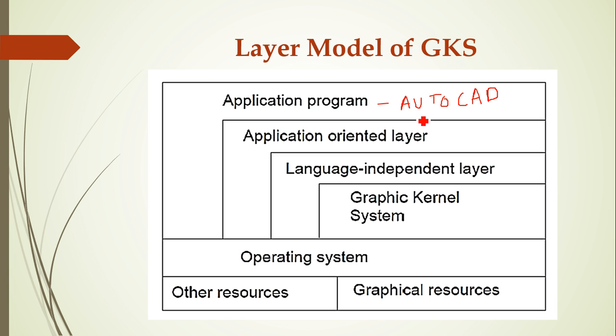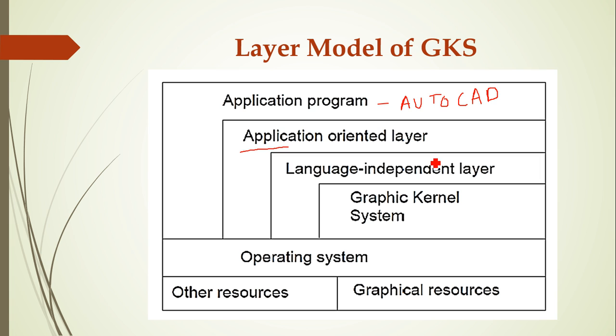So from where do you select the application program? You will select this particular application program from the application oriented layer. That is, this layer is available in the operating system. This application oriented layer includes various application software, various application programs.